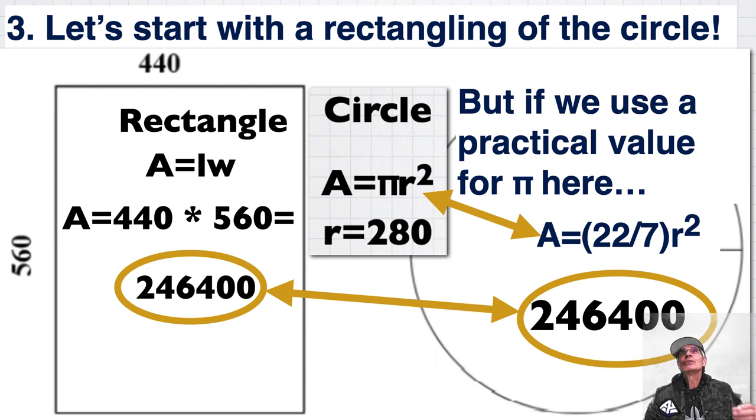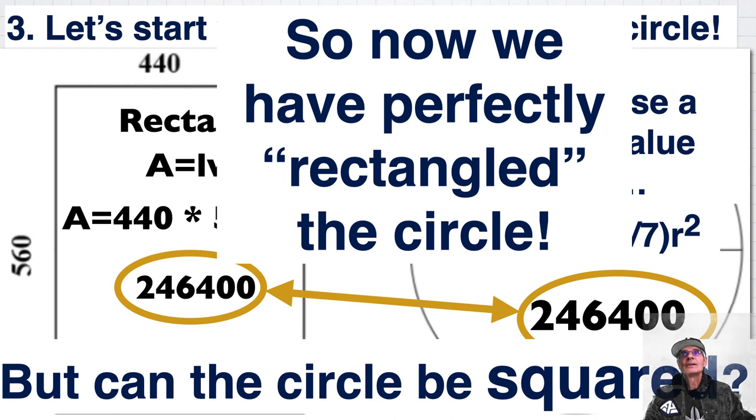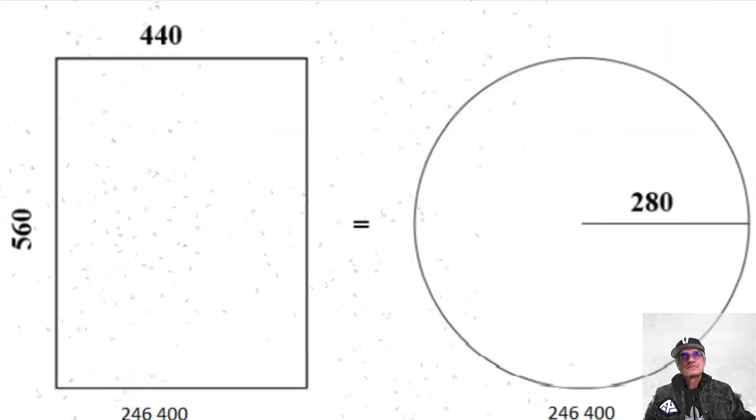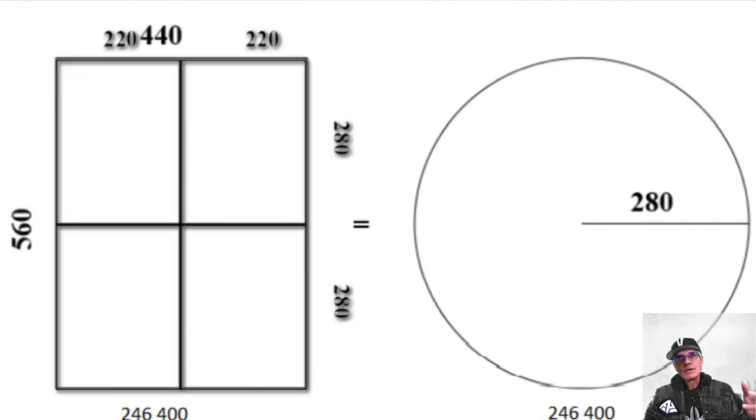So now we have rectangled the circle, and that can be done exactly, because we just did it. What we're looking to do is get the square of the circle. So as I said, we perfectly rectangled the circle, but can the circle be squared? Okay, so let's divide our rectangle that does rectangle the circle. Let's divide it into four sections.